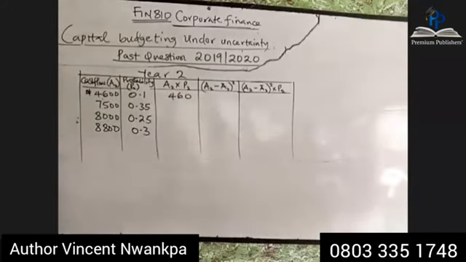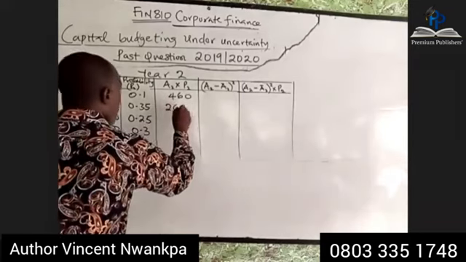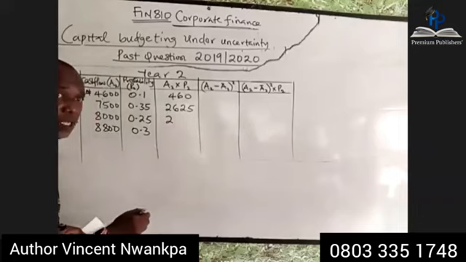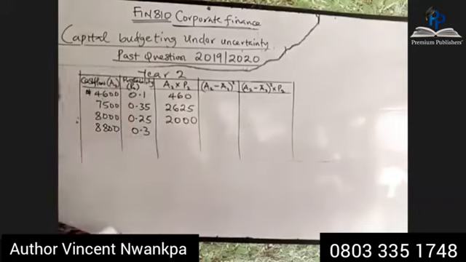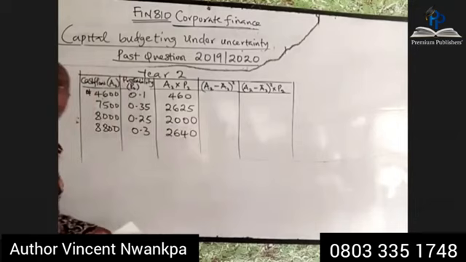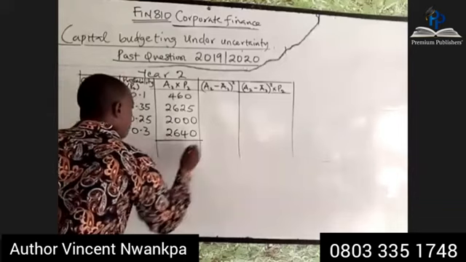Abi? Oh, this one is 2625. 2000. Just 2000. Okay. 0.3. 2640. Abi? That means we are following. We are all copying now. It's easier. We need to find our mean, Abi.